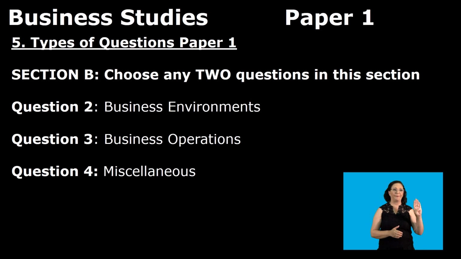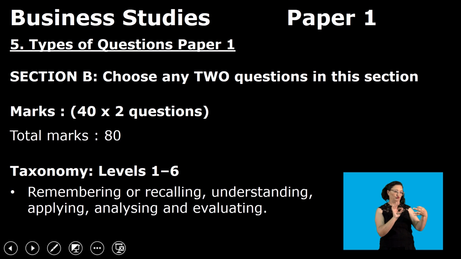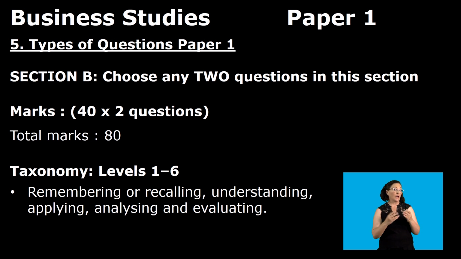All right, so section B, you have to choose any 2 questions. I've mentioned that from either environment, operations, or miscellaneous. Don't forget, miscellaneous consists of both the business environment and the business operations. That will be your question 4. So you just have to choose any of the 2 questions here. So the mark allocation for these 2 questions of your choice, it's 40 each. So 40 times 2 questions, which gives us what? 80 marks for section B.